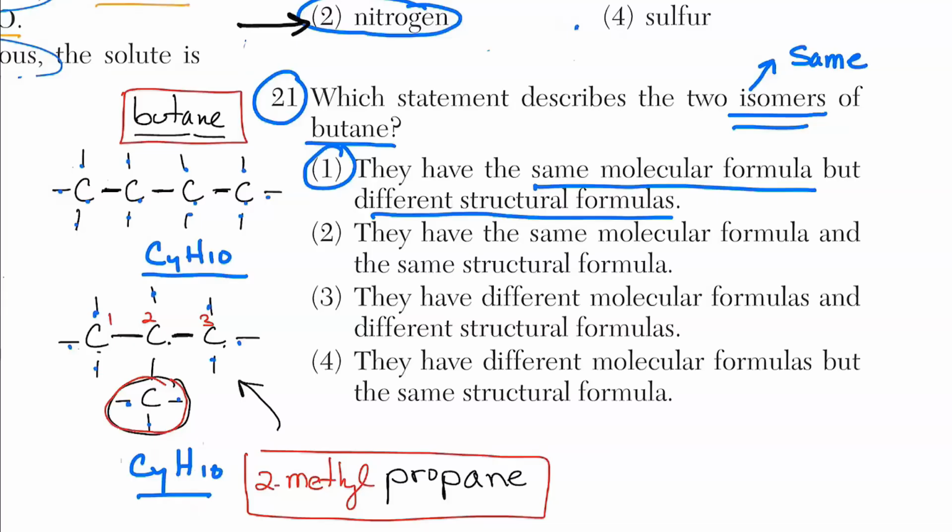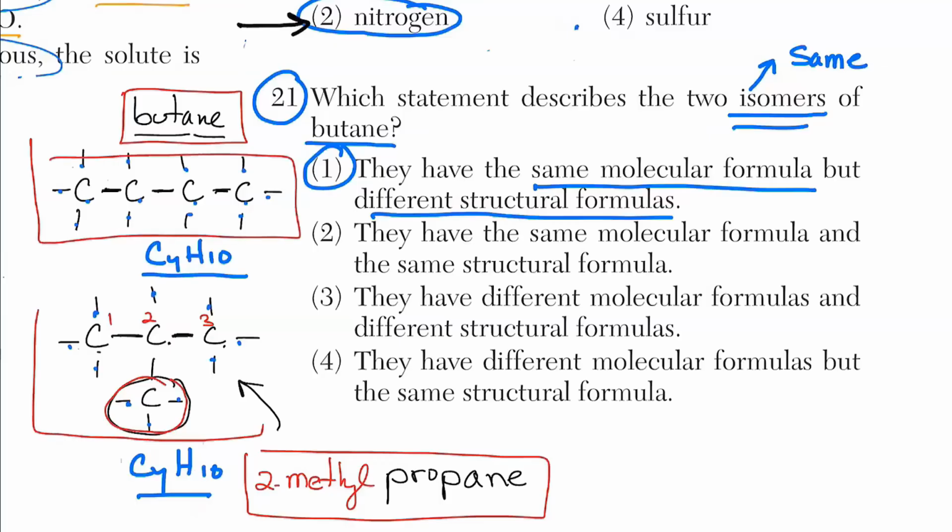Two different names for the same molecular formula because they have two different properties. The properties weren't part of this question, but they will be in some other questions. Again, I'm trying to teach you the concepts behind every question, not just what the answer is. So the best answer here is the same molecular formula, but different structural formulas. What's a structural formula? This is a structure, showing how they exist in 3 dimensions, or at least 2 dimensions, right? So in any case, 21 is 1. On to number 22.